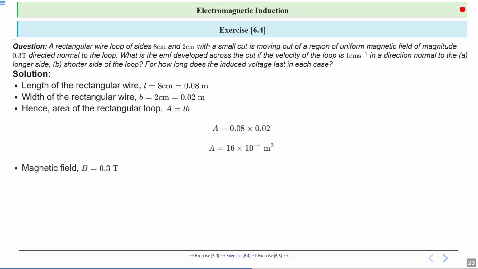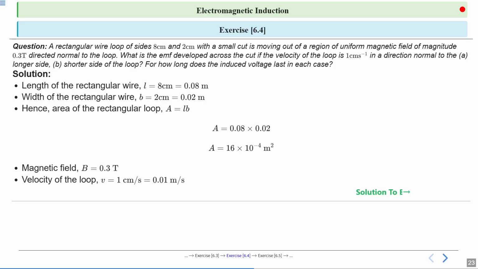So magnetic field is also given B equal to 0.3 Tesla, and magnetic field is uniform, means magnetic field is having same value in the region at every point. Velocity of the loop is v equal to 1 centimeter per second, and we can write in the SI units 0.01 meter per second.